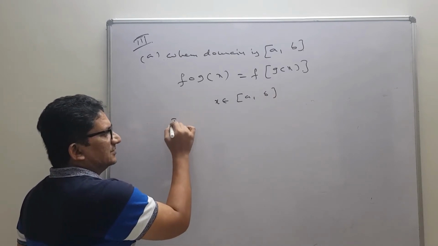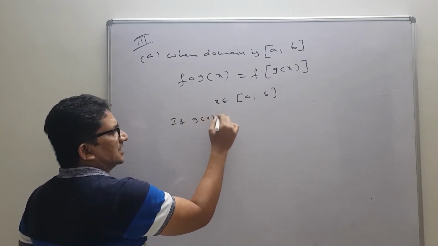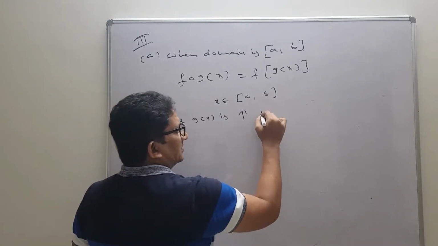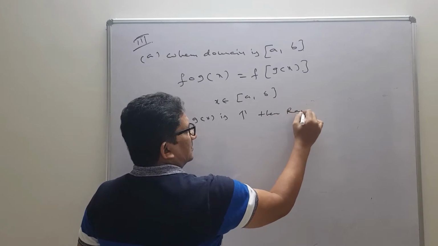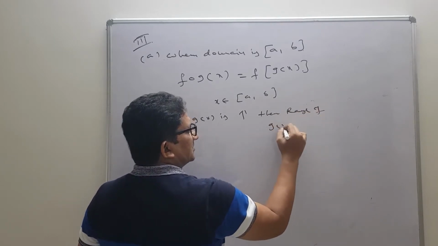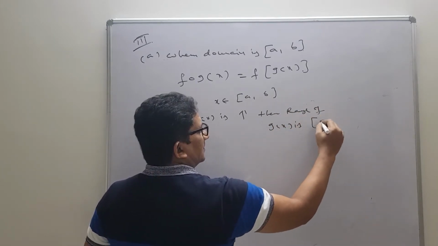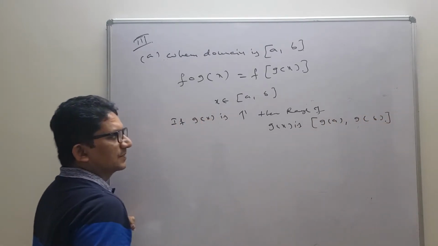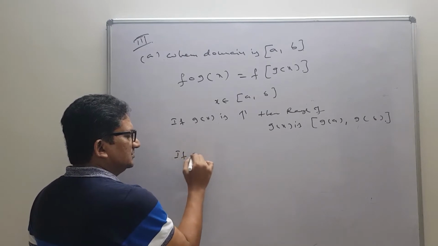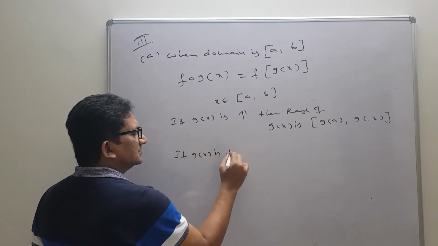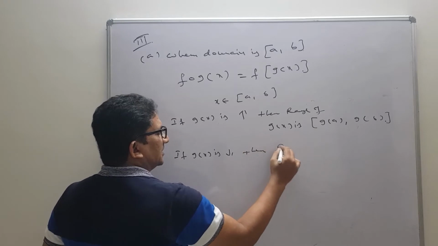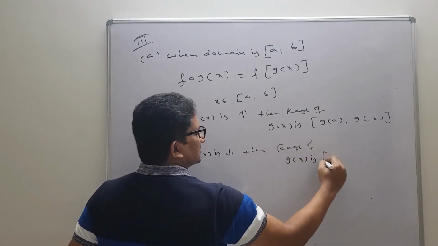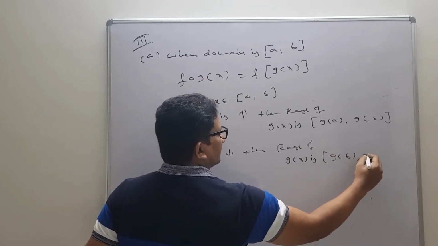Now we will check if g of x is increasing. Then the range of g of x is [g of a, g of b]. Next, if g of x is decreasing, then the range of g of x is [g of b, g of a].